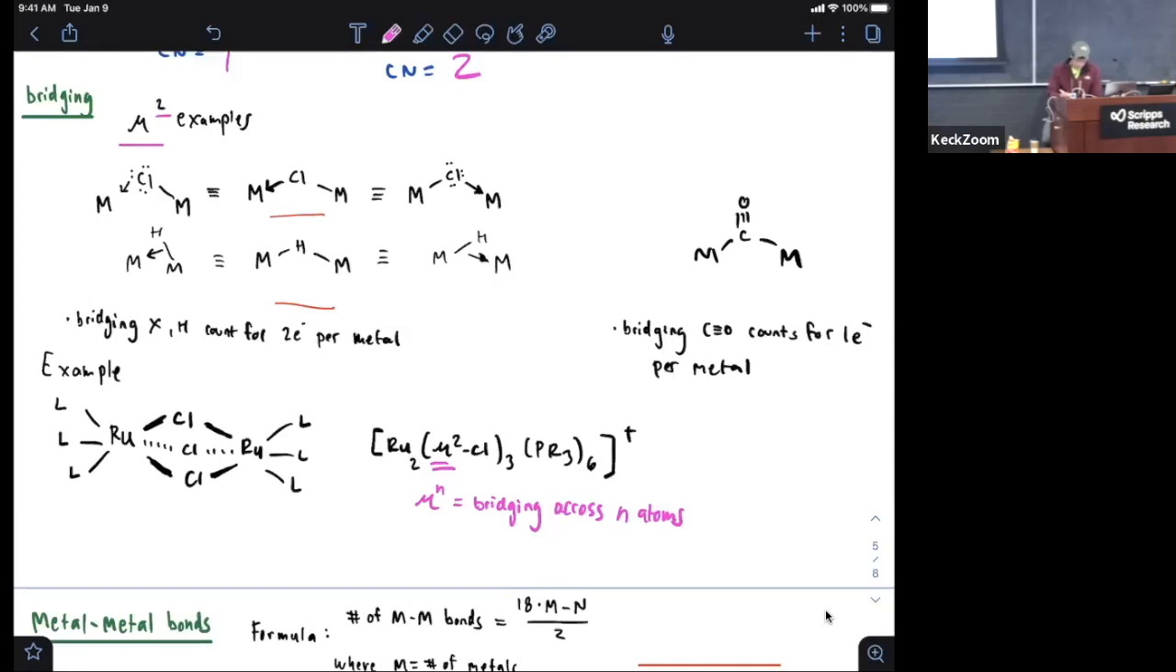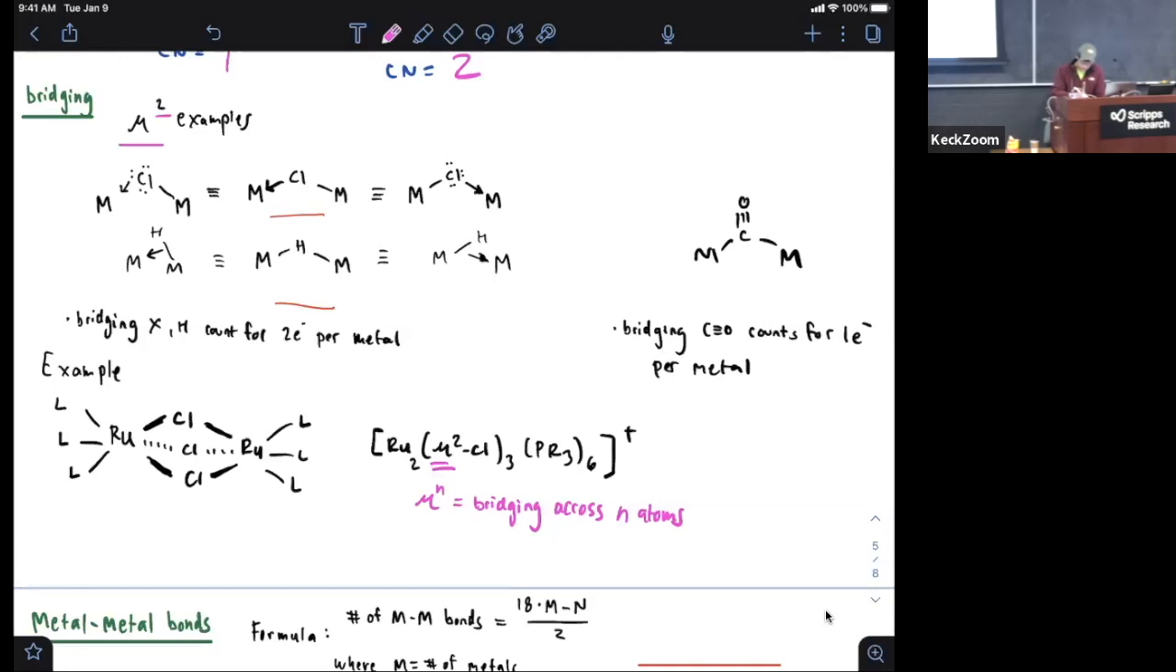And one way that I like to think about it is in terms of the electron counting. I like to think about it as if the chloride ligand is an X-type donor to one of the metals that it's bridging and an L-type donor to the other metal that it's bridging. And this often works out because typically bridging, not always, but typically bridging elements come in pairs. So you can count one as X-type to one metal and the second as X-type to the second metal, and the overall charge and electron counting will work just fine.